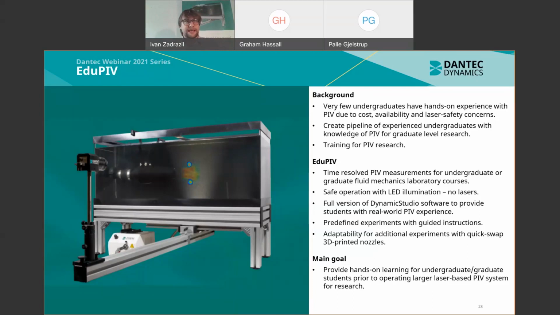One of the things that it comes with is a 3D printed nozzle that can be used to make a simple experiment. However, this 3D printed nozzle can be exchanged with different nozzles to expand the potential of doing different types of measurements. So the main goal for Edu PIV is to provide hands-on learning for undergrad and graduate students prior to operating larger scale laser-based PIV systems that are typically used for research.